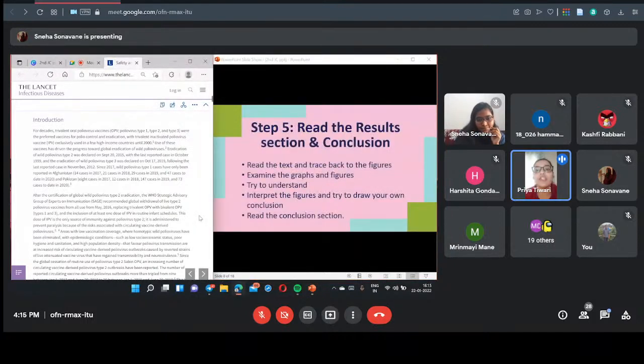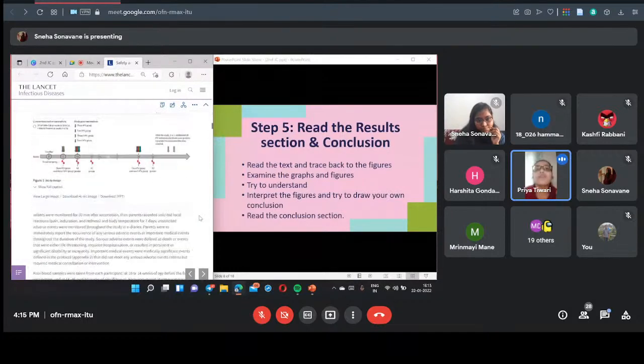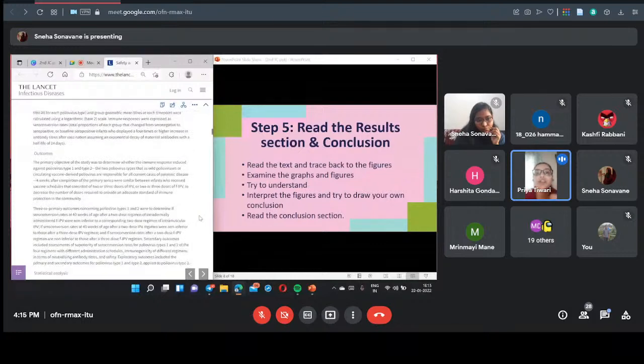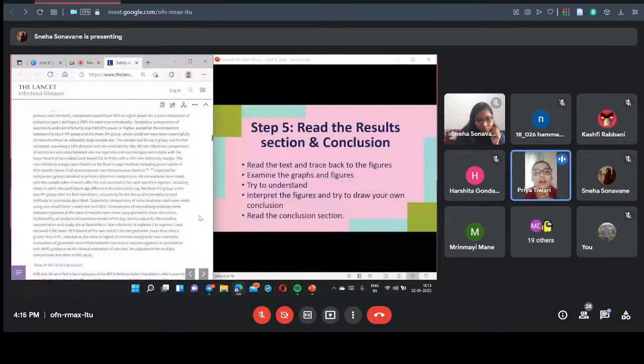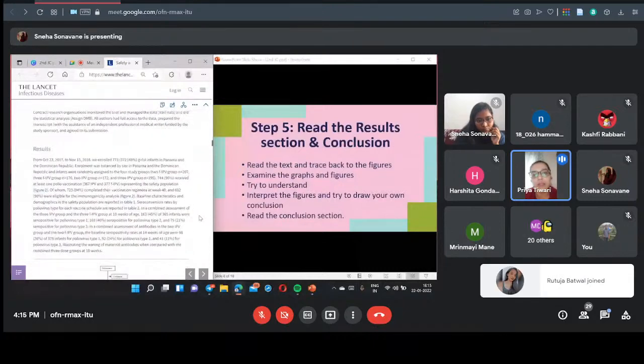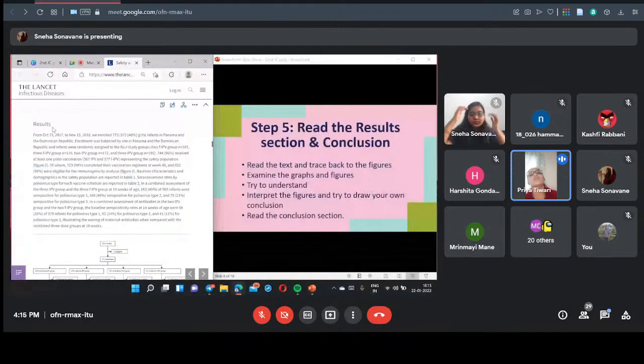Now here comes step 5, which is to read the results and conclusion section. In a research paper, after the introduction, the methodology section is mentioned, but you will not read the methods and materials section yet. After the introduction, you will directly jump to the results section. Why you don't read the methods first, I'll tell you in the end, but now you have to read the results section and conclusion section first.